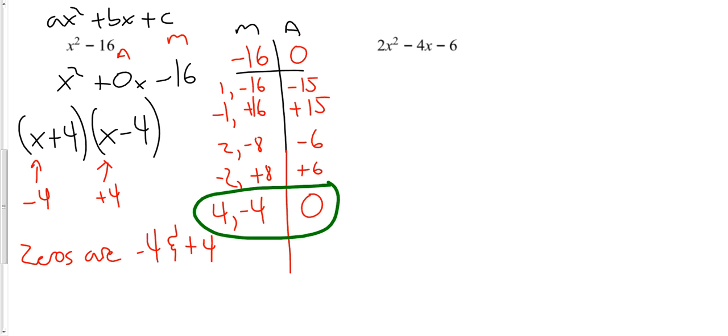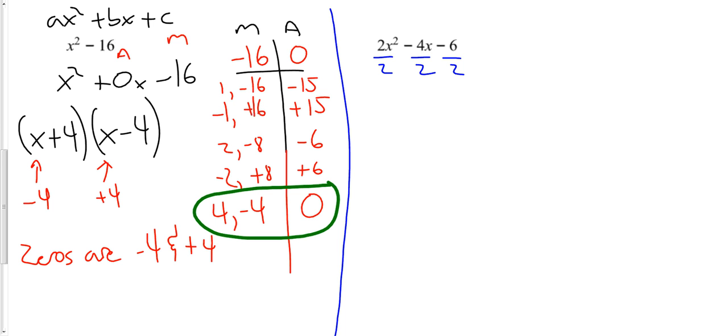Finally, if we come over here on the right-hand side to the last one, this one's a little different because we have a trinomial, but our a value is not positive 1. Every other time we've done this, we've had an a value of positive 1. So the first thing we need to do is make the a value positive 1. Here, our a value is equal to 2, so we need to divide all three of these terms by the a value, positive 2.